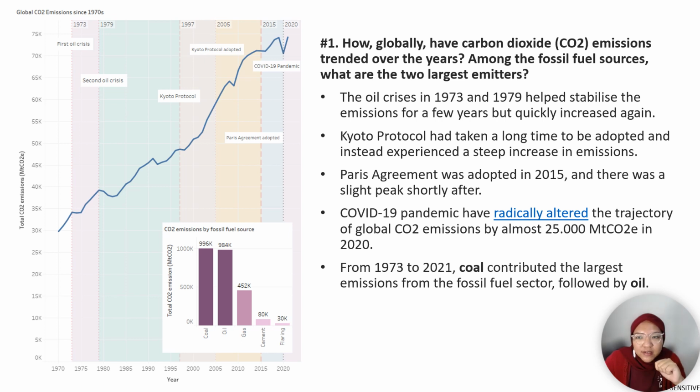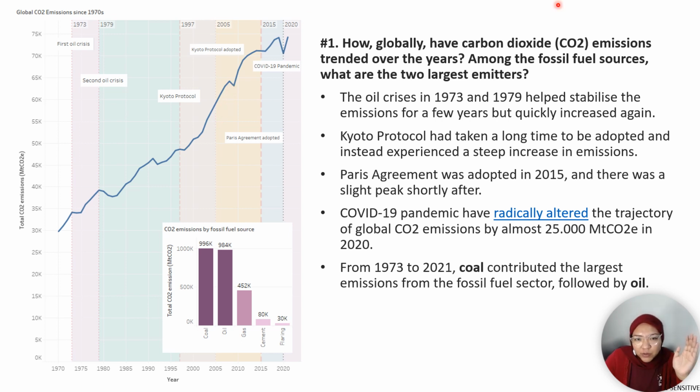The oil crisis in 1973 and 1979 helped stabilize the emission for a few years, but it quickly increased again. The Kyoto Protocol, a global agreement that was supposed to push countries worldwide to reduce emissions, took a long time to be adopted, and instead it experienced a steep increase in emission. So you can see here from the graph the trends, right?